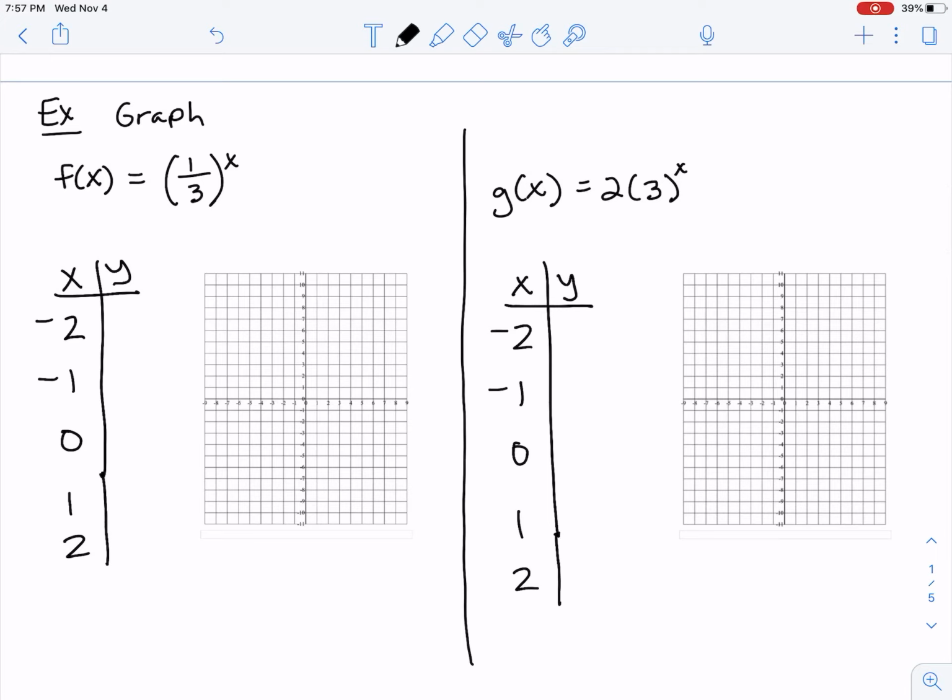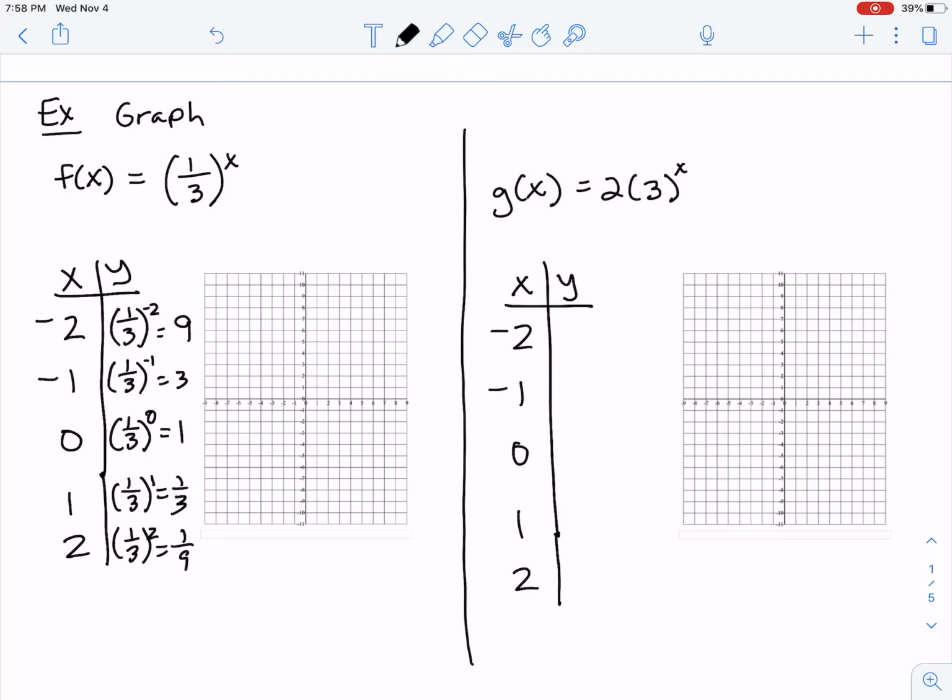So if I have this f of x equals (1/3) to the x, and I want to plug in, say, -2. So that is a third raised to the -2 power. Well, that equals 9. If I have a third raised to the -1 power, that is equal to 3. A third to the 0 power is 1. A third to the first power is a third. A third squared is equal to 1/9.